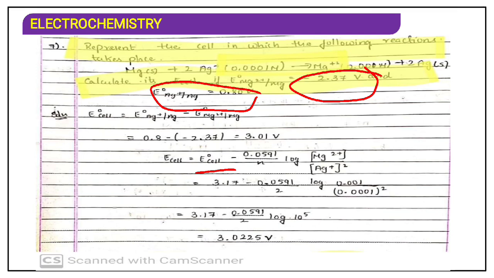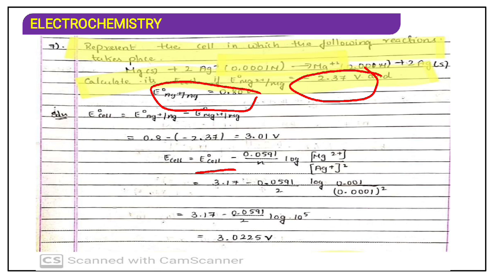But here it is very clearly mentioned that one is a negative value, I hope you are seeing here, and the other is a positive value. When different signs are given, you go with positive value minus negative value. That is what we are doing here: 0.8 minus minus 2.37. Minus into minus gives plus, so you add both and get 3.17 volt.